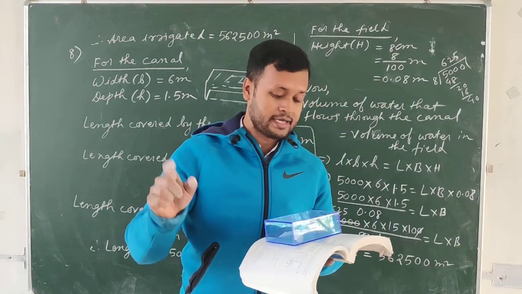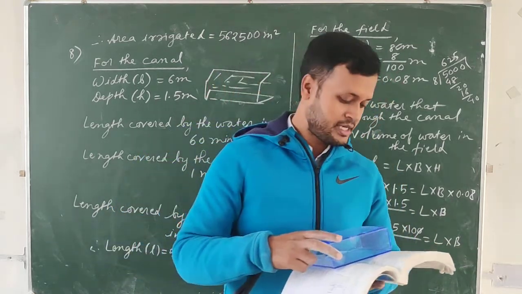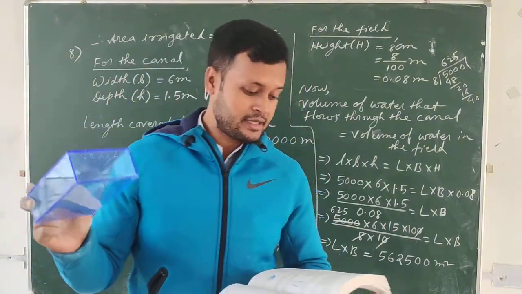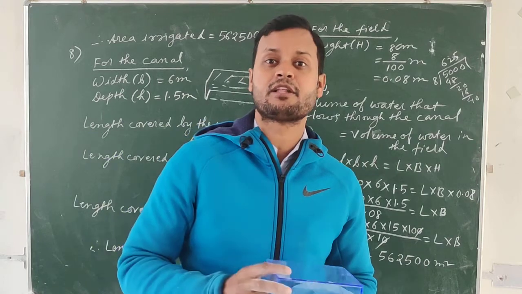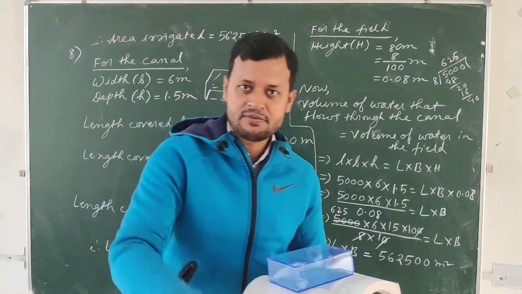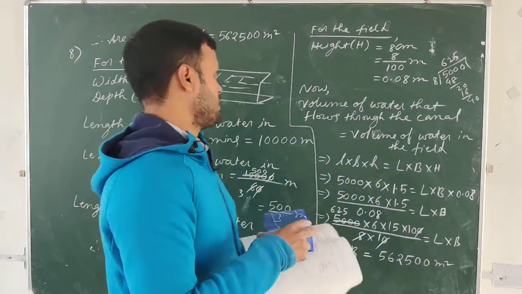And the water is flowing at the speed of 10 km per hour. So how much area will it irrigate in 30 minutes if 8 cm of standing water is required? That means in the field, have you seen rice fields? In the rice field, standing water is required, isn't it? So here also standing water is required. Okay, so let us see.